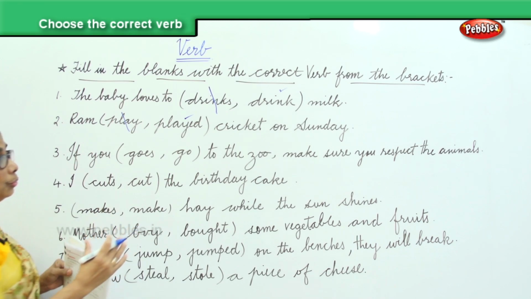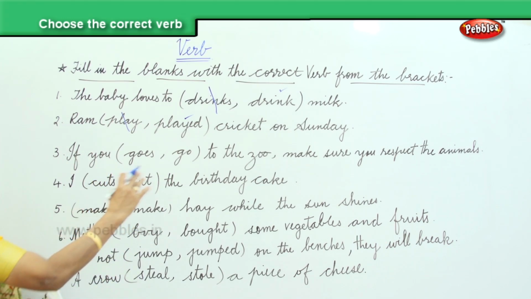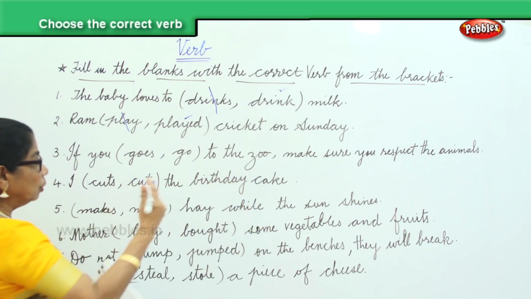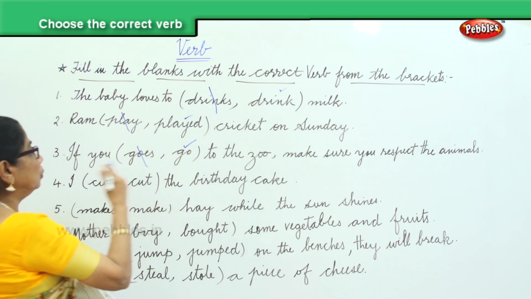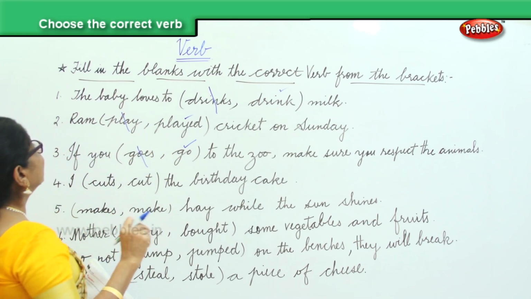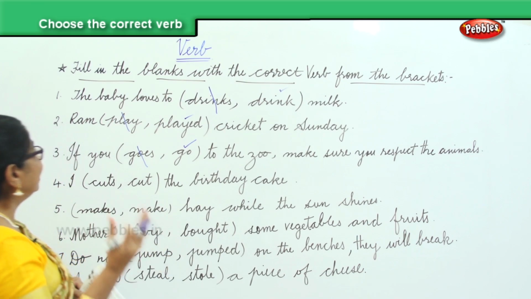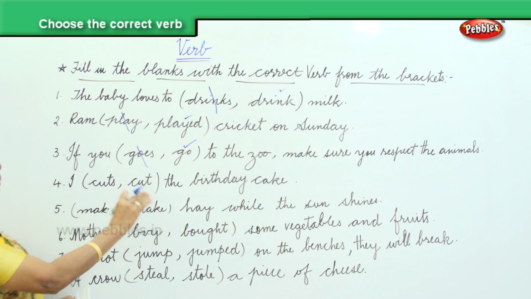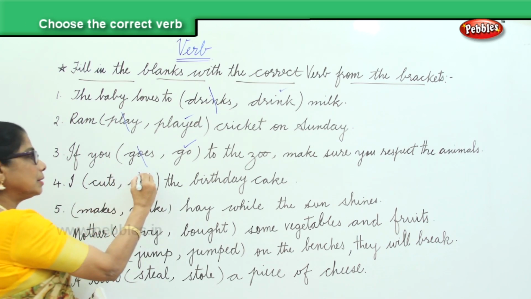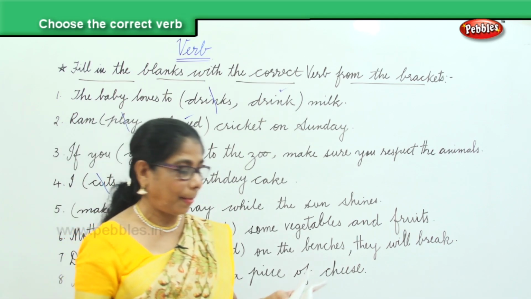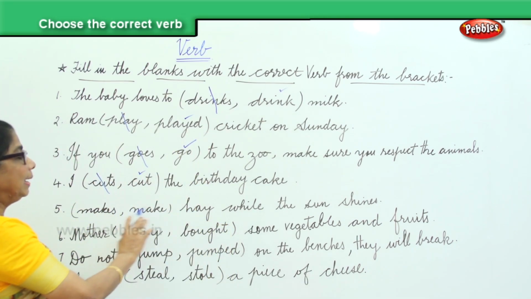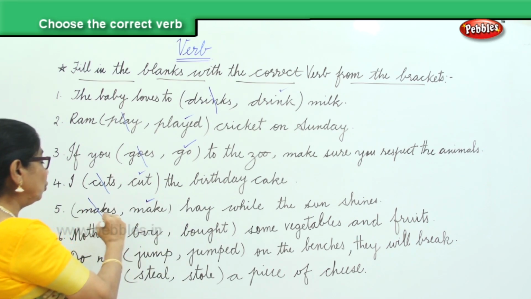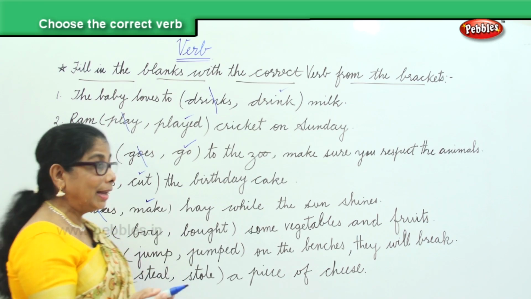Then, if you goes to the zoo, make sure you respect the animal. If you go to the zoo, go. Not goes. If you go. Baby loves to drink. Ram played. If you go. Next one. I cuts the birthday cake. What will you say? I cut the birthday cake. Next one we have makes hay while sun shines. That's wrong. Make hay. We don't want makes. Make hay while the sun shines.